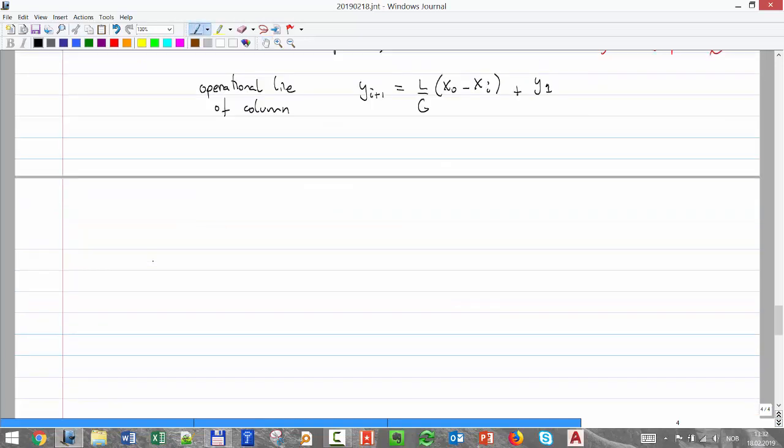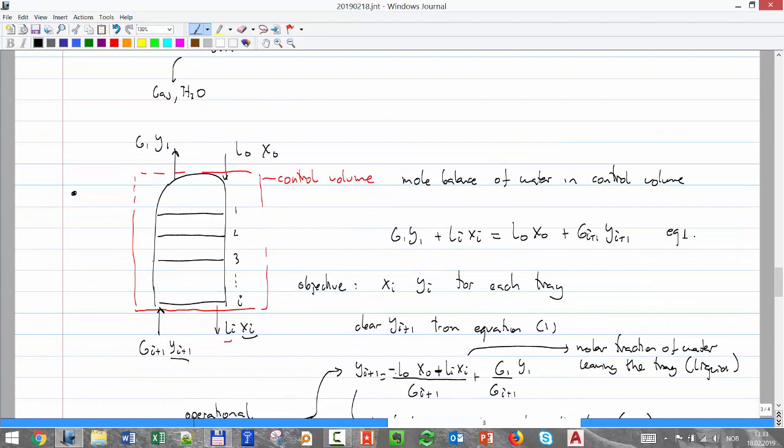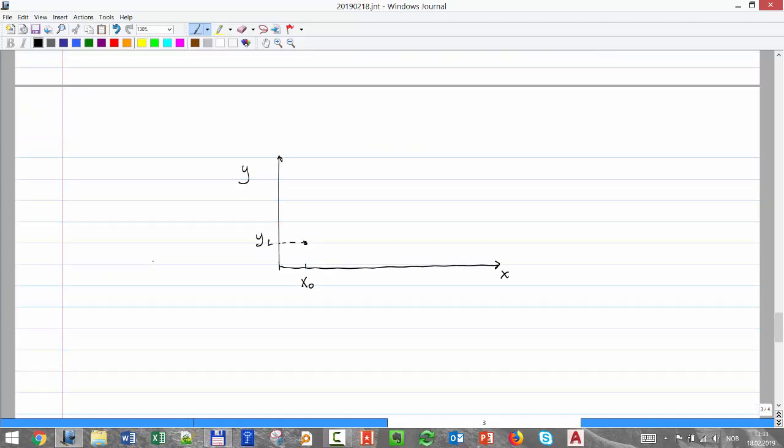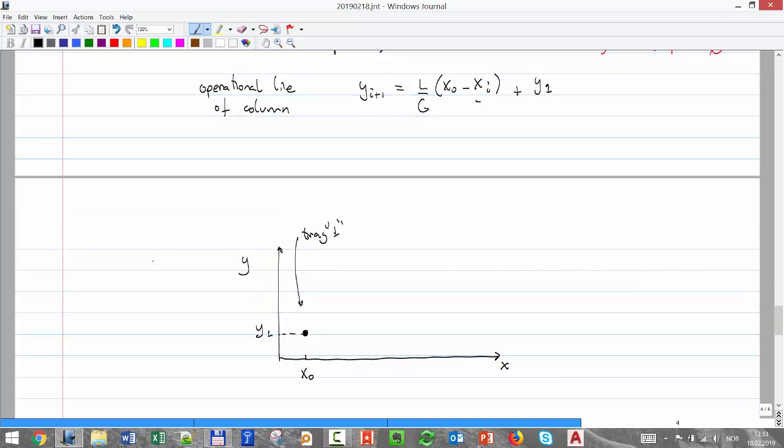Now there is something interesting, okay? If I make a plot now, I'm going to plot Y versus X. I'm going to plot this equation. At X0, I'm going to be with Y1. X0 is what is coming into the first tray, and Y1 is what is leaving the first tray. So that's the first tray, let's make it like that, tray 1. What happens now if I increase X? In all the other trays, the water molar fraction will be increasing in the TEG. Simply, you will have more and more water together with the TEG.